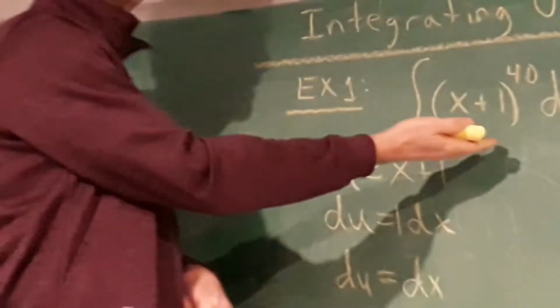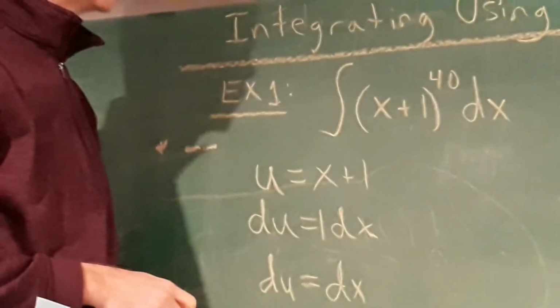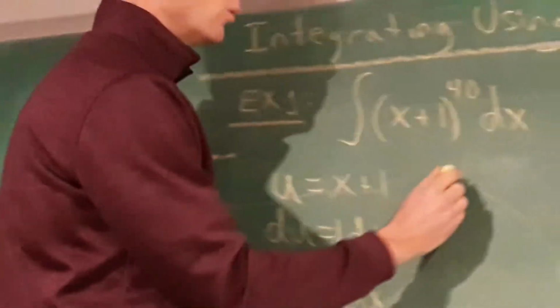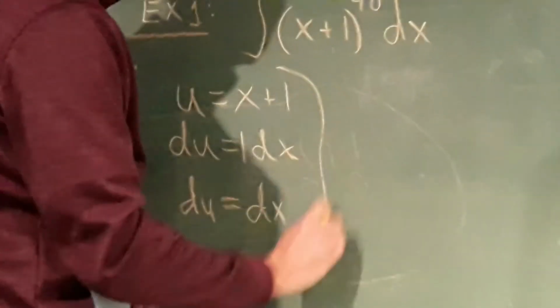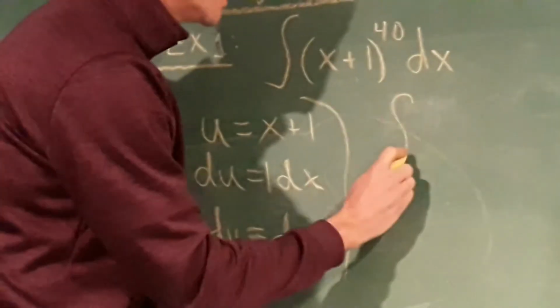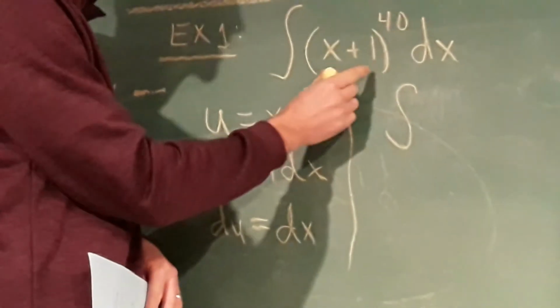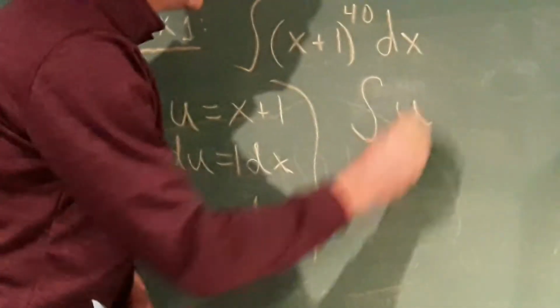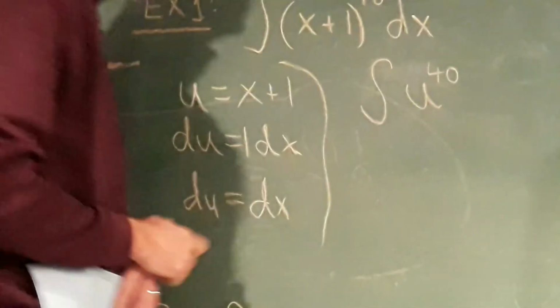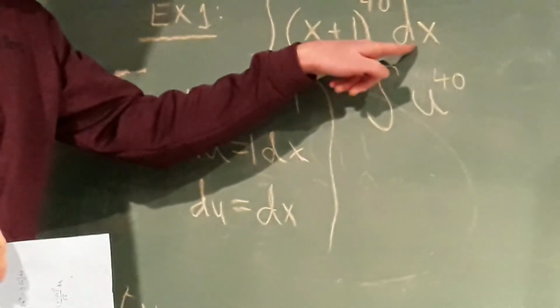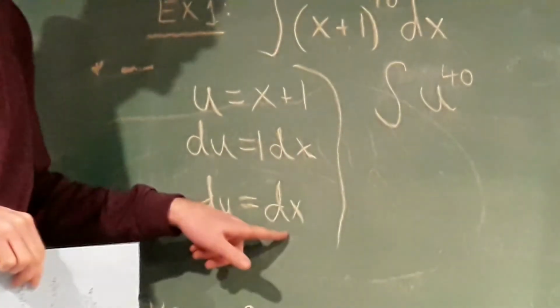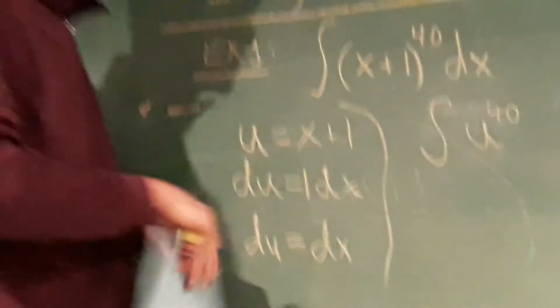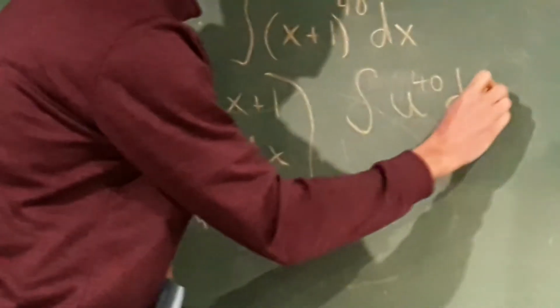When I go back to the function up here and think about what is the antiderivative of (x + 1) to the 40th power, this is all side work ahead of time. Then it's going to be the integral. Instead of saying x + 1, I'm going to say that's called u now. So u to the 40th power. And where I have dx, dx is the same as du. So I'm going to replace dx with du.